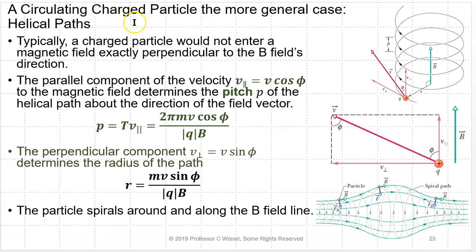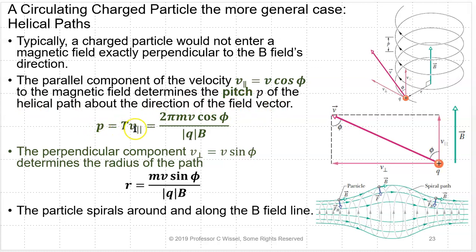Now, what happens in the more general case where the particle is not injected perpendicular to the magnetic field? Typically a charged particle will not enter a magnetic field exactly perpendicular to the field's direction. So then we have to break this up into components, parallel components and perpendicular components. So here's the magnetic field. Here is the particle's velocity. So that's the initial point here. The parallel component, which is this one, is going to be v cosine phi. Phi is this angle here between B and v. And this determines the pitch of the helical path about the direction of the field vector.